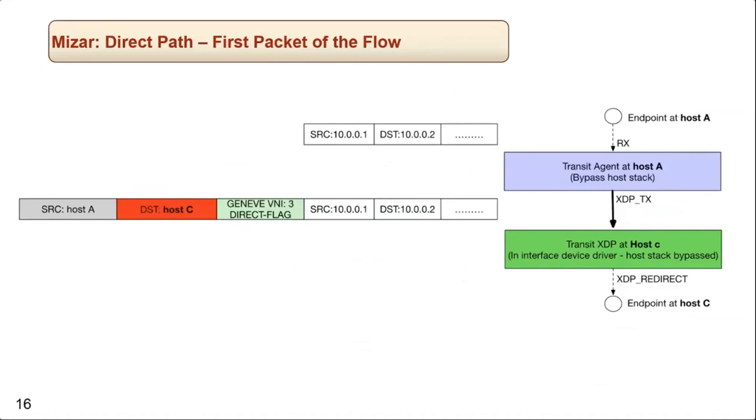So now the ARP processing is over. Host A knows how to reach 10.0.0.2 because it knows that that endpoint is in host C. So when the first packet comes from host A, the flow coming out from 10.0.0.1, we added just one single bit in the Geneve packet and say that this is a direct message, okay? So now when the packet is received on host C, it knows that it actually came from the host hosting 10.0.0.1, okay?